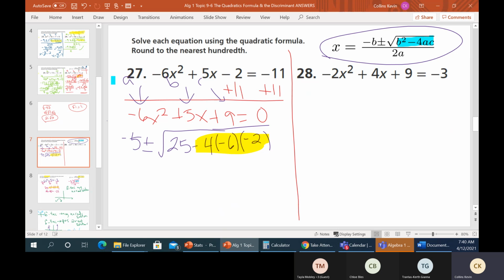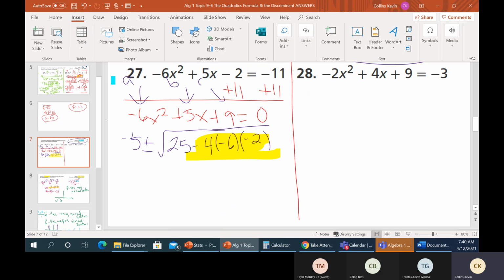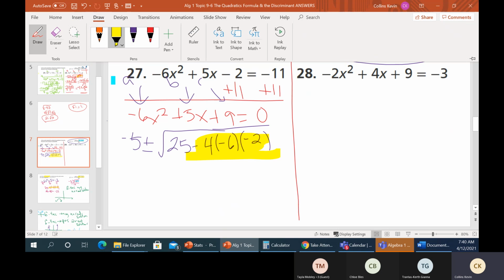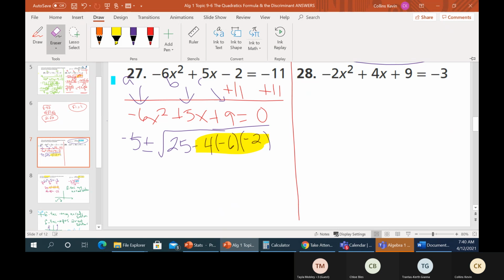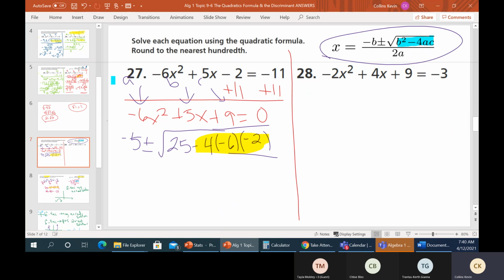Okay, so what this is going to look like, oh, I forgot, all over. A lot of yellow here. Hang on. Let's fix that up. Okay. All right, so then all this stuff is going to be over 2 times -6. So again, we're just plugging into the formula. It's all good.